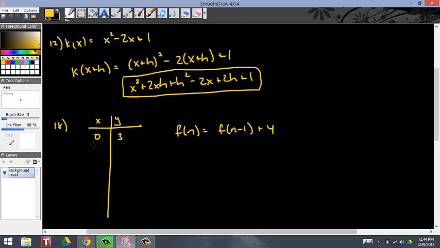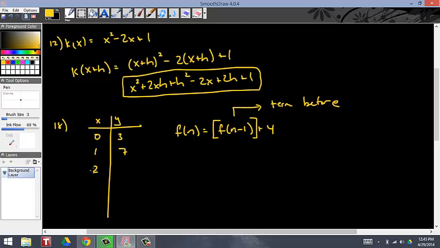Okay, so now the next term is going to be 1, so you plug a 1 into here, so 1 minus 1 is 0. I'm sorry, I messed up there. F of n minus 1 means the term before. So the term before in this was 3. So 3 plus 4 is 7.